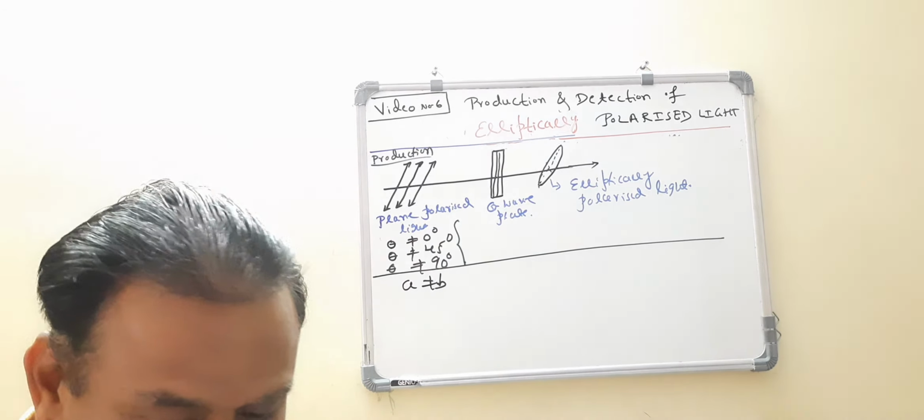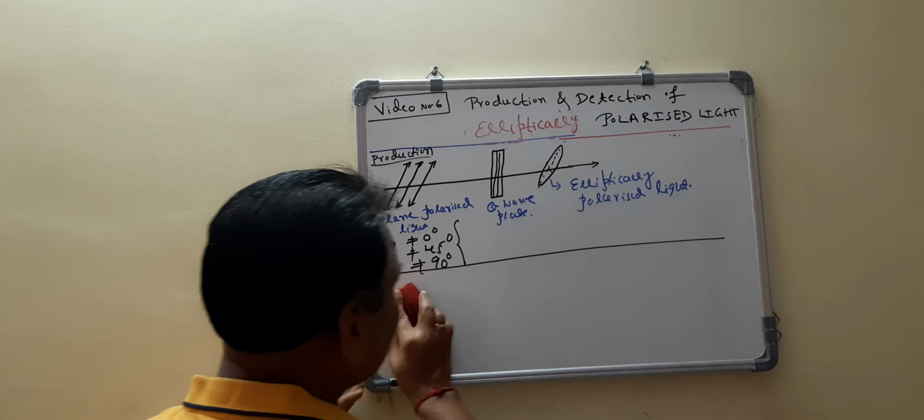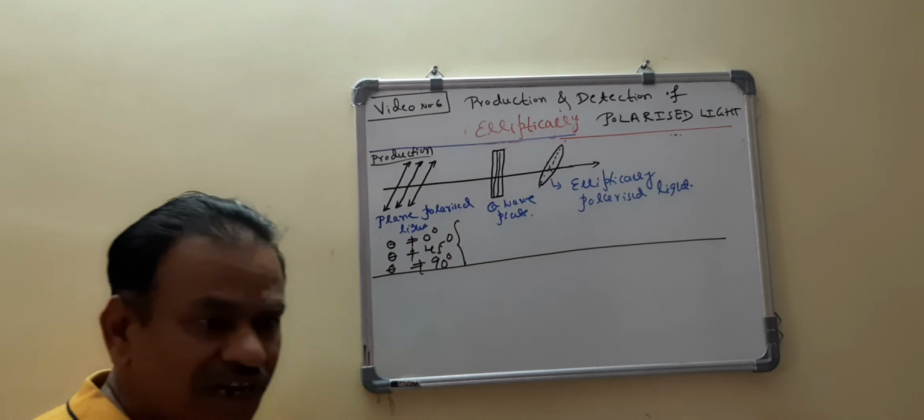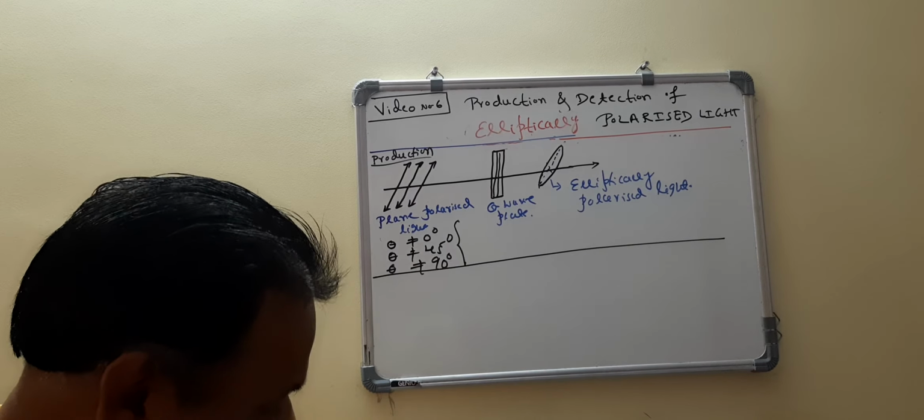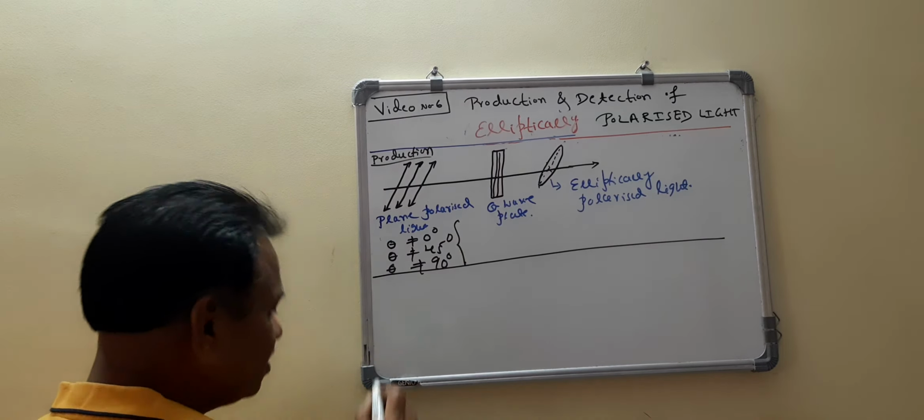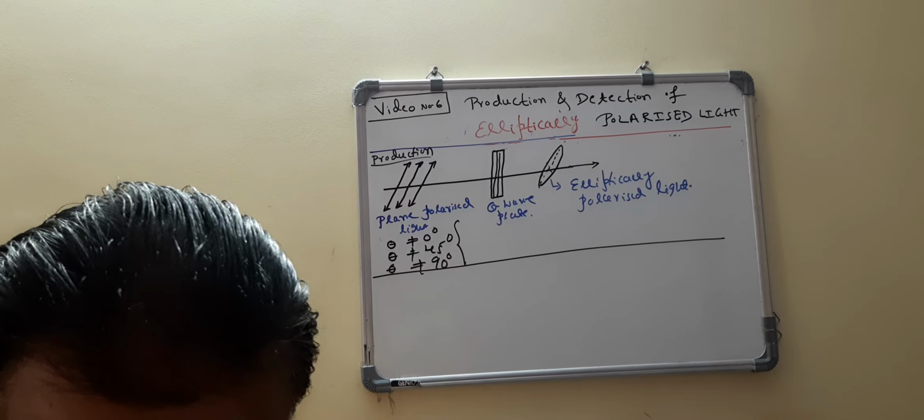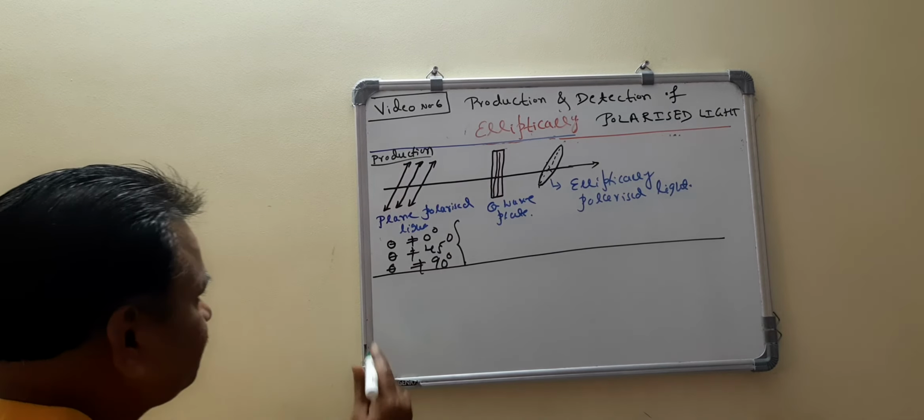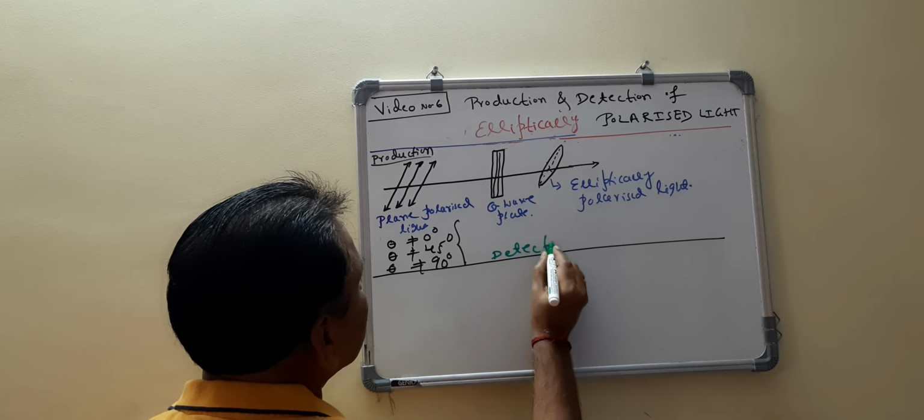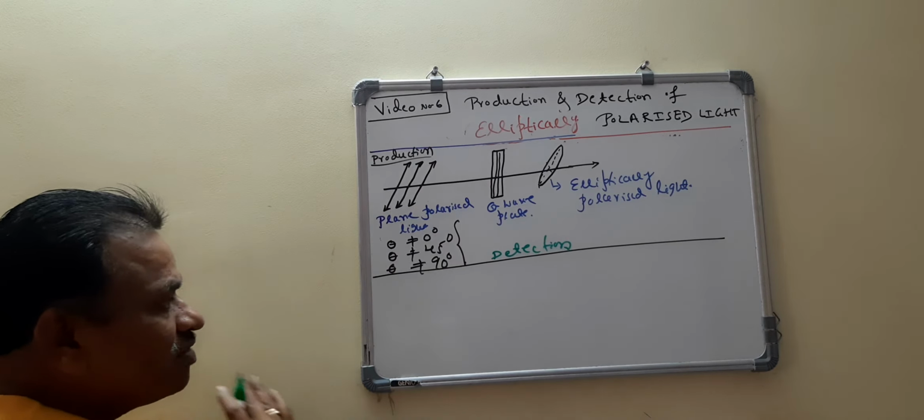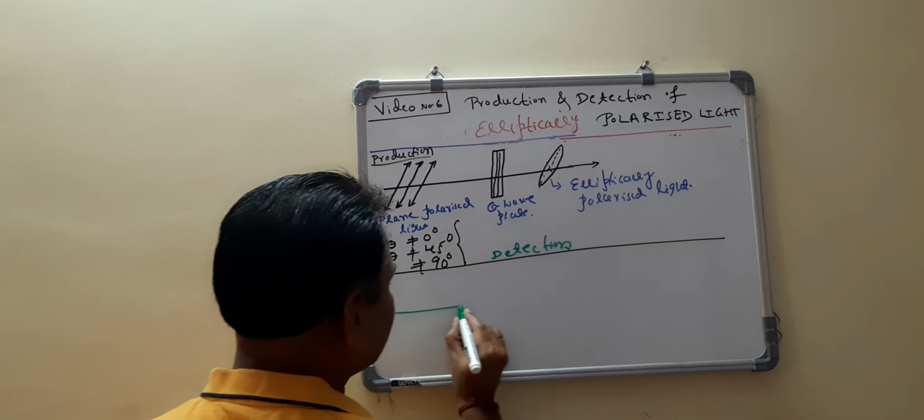Next is detection. Now I want to confirm whether the outcoming light is elliptically polarized light or not. How to confirm? This is detection. I am going in the reverse phenomenon for detection.